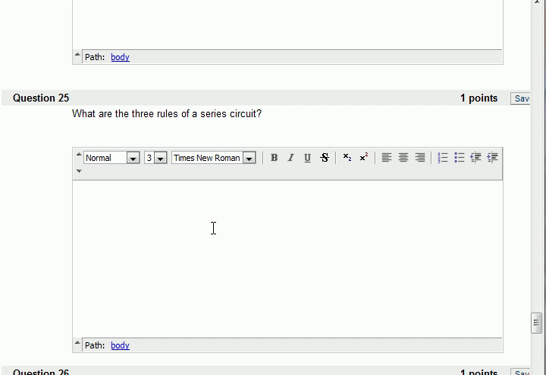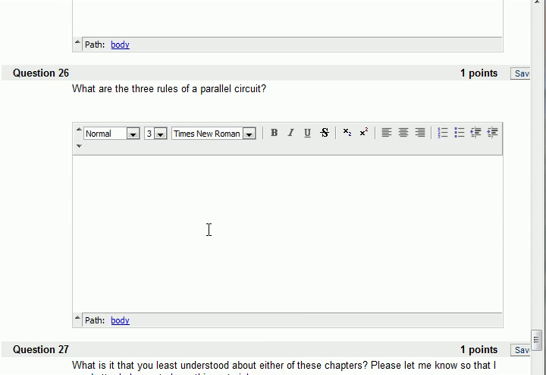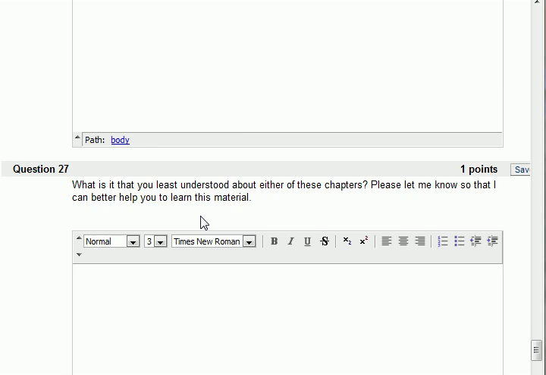3 rules of a series circuit. You should know them by now. It's on page 86 in your book. Make sure you know those. Parallel circuit is on 80. One of them's on 82. One of them's on 86. Make sure you know both of them.